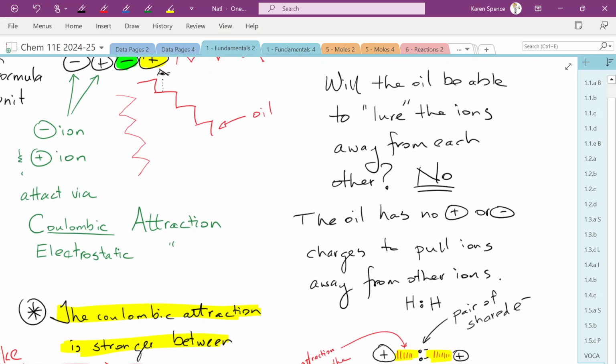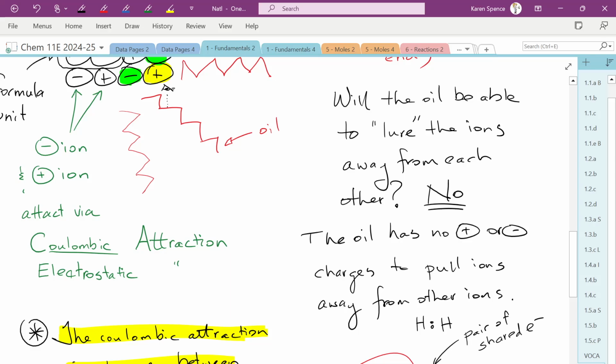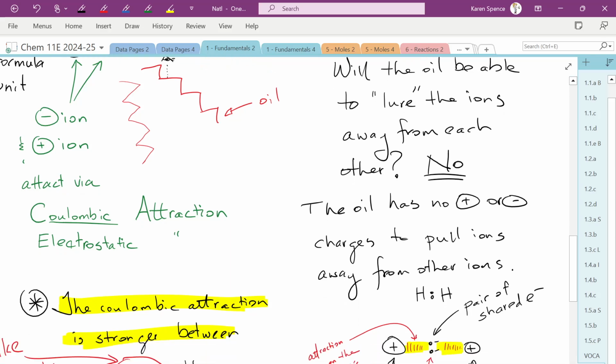Will the oil be able to lure the ions away from each other? No, because the oil has no positive or negative charges to pull the ions away from the other ions.